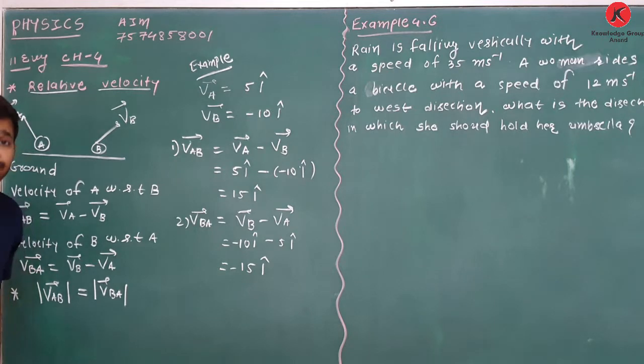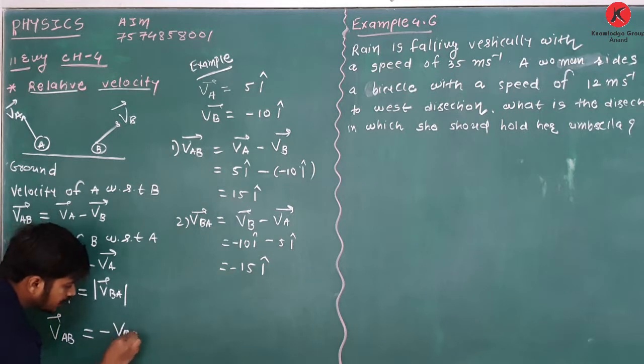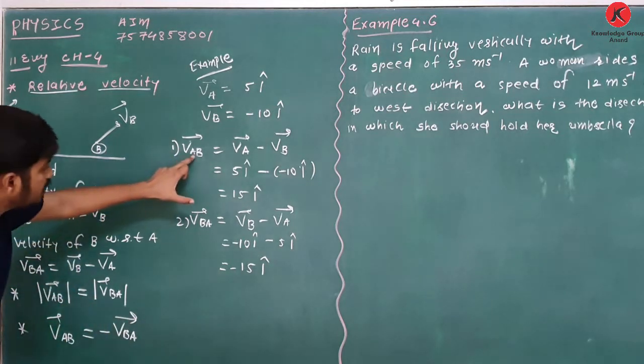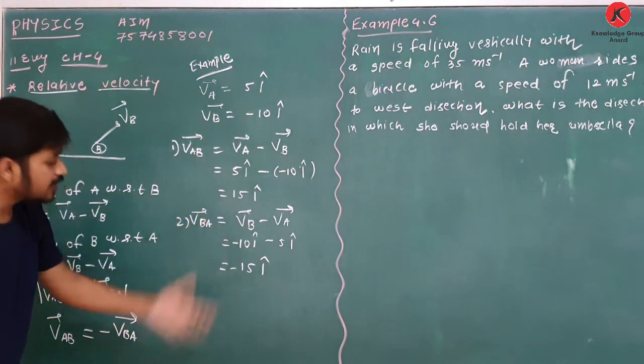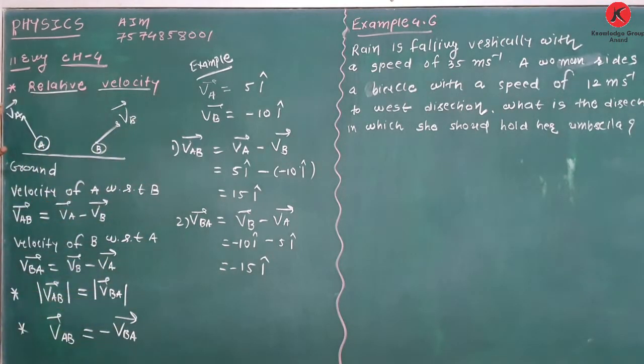So if you want to write the vector relation, how to write? You can write like this: VAB is equal to minus VBA. See, if you multiply VBA by a minus sign, you will get VAB. So yes, it is all about relative velocity. You have to remember this equation: VAB is equal to VA minus VB. Clear about this?